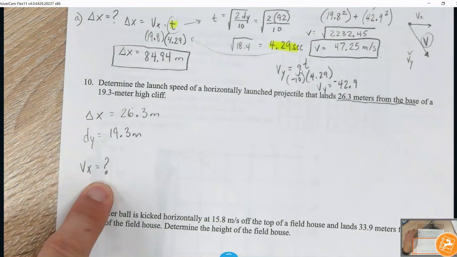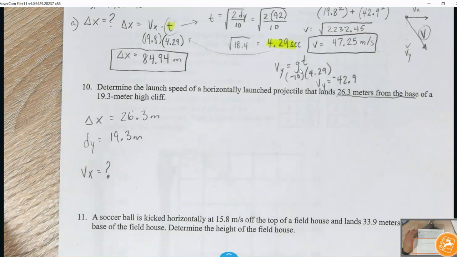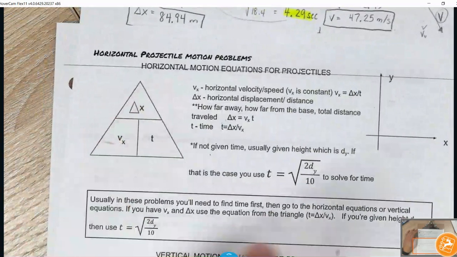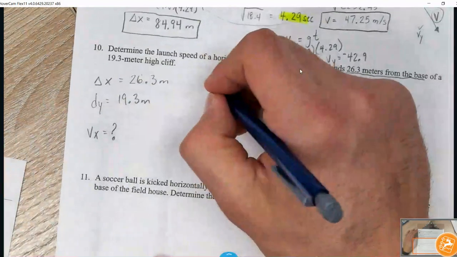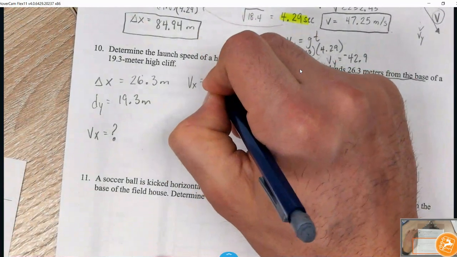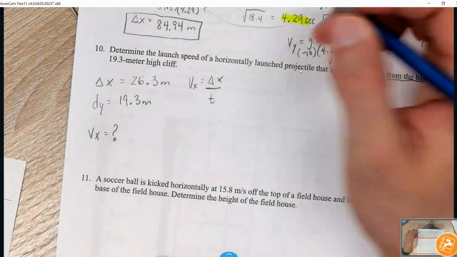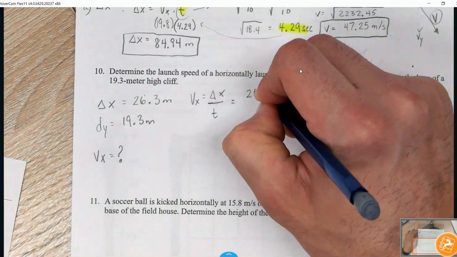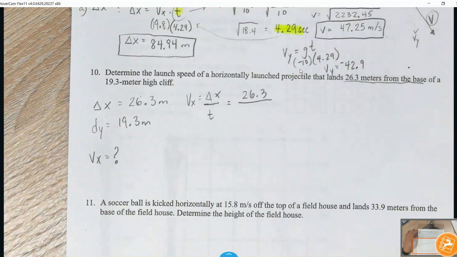If you know what you're looking for, you want to write out what that equation is. So what is our equation for Vx? Yep. So Vx is equal to delta x over time. I already have delta x, 26.3. What don't I have? Time.